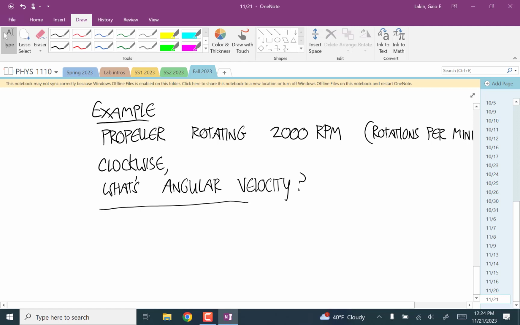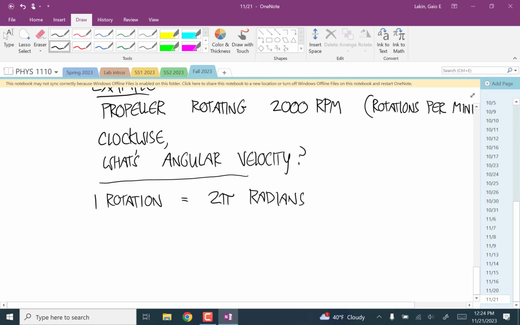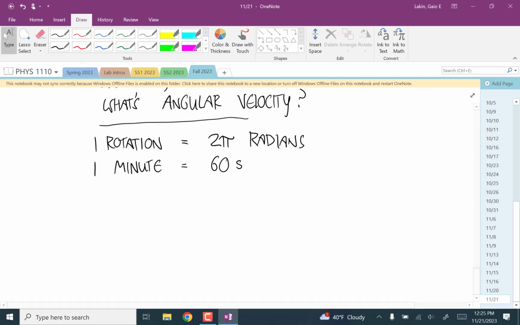Well, how many full rotations it makes is just a way of telling you what the change in the angle is. One rotation is how many radians? 2 pi. And then 1 minute is 60 seconds. And so then from there we can just do it like a usual unit conversion.